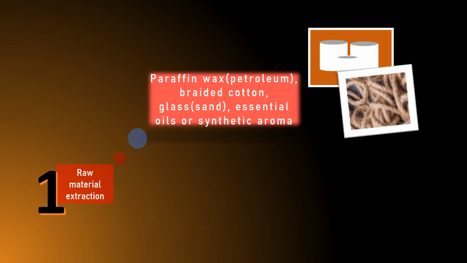Raw material extraction. The materials are paraffin wax, which comes from petroleum, braided cotton, glass holder, which comes from sand, and lastly, essential oils or synthetic aroma.